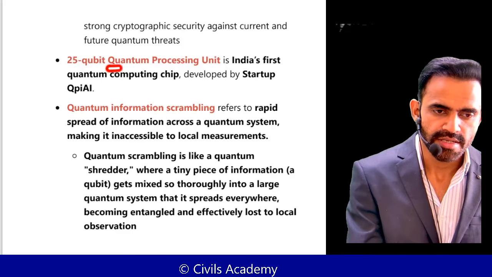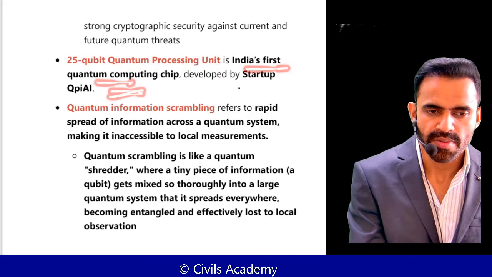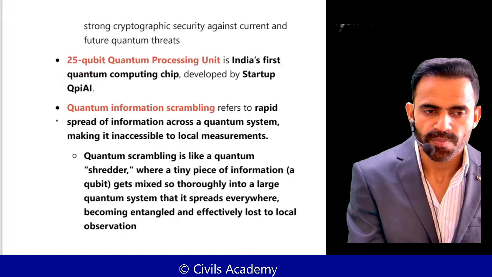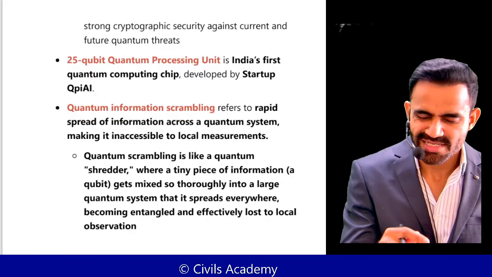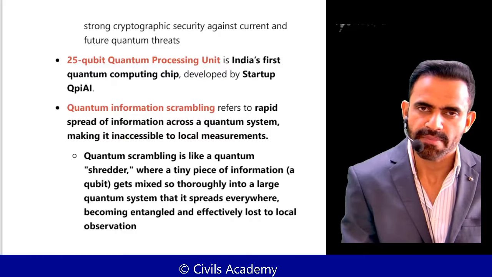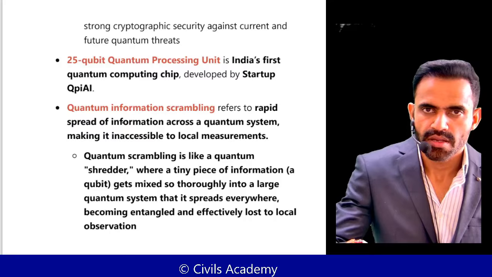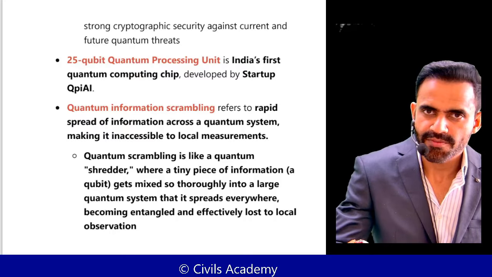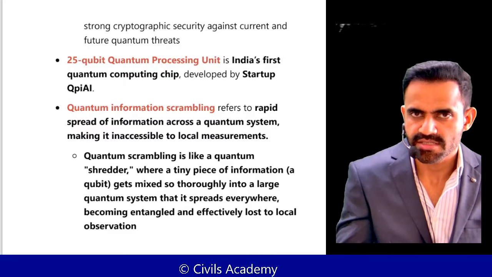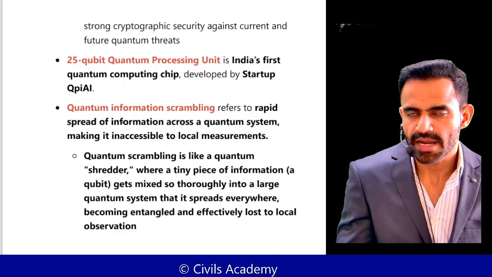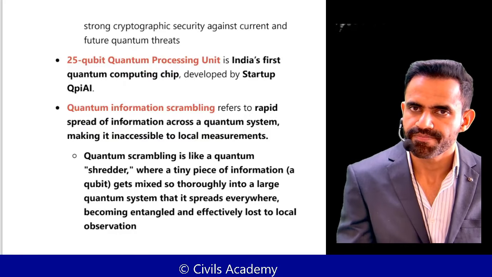Then there is a quantum processing unit. It is India's first quantum computing chip which has been developed by UPI. Okay. Then there is quantum information scrambling. See, understand the purpose of scrambling. One piece of information is there. Now, instead of putting the entire information in one place, it is spread in parts, in bits and pieces. That is referred to as information scrambling. So that no one will be able to have complete information.